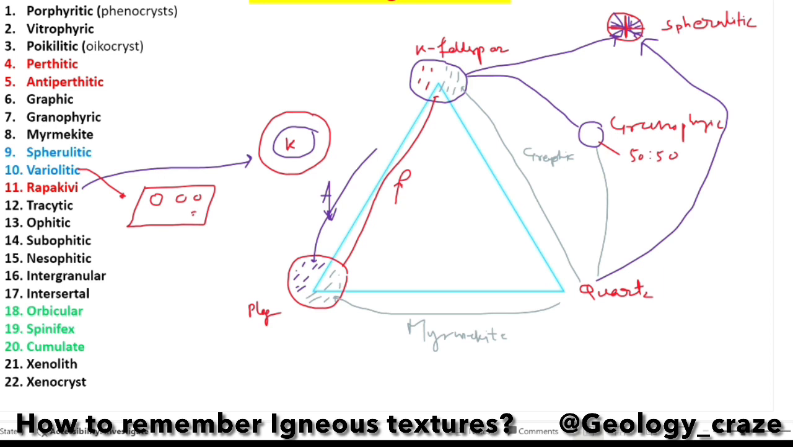It is sphere shaped. If I zoom it out, we are getting radiating or diverging plagioclase feldspar. If you know the meaning of converging and diverging, you can easily understand this. It is generally developed in basalt.